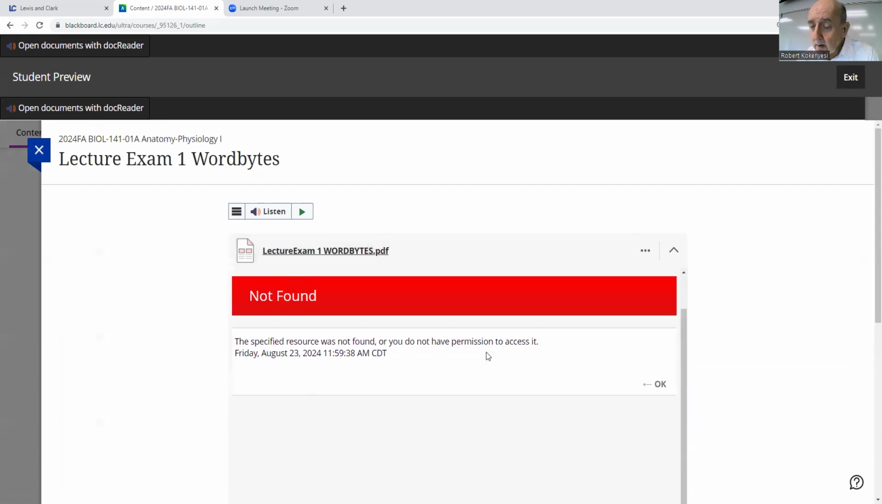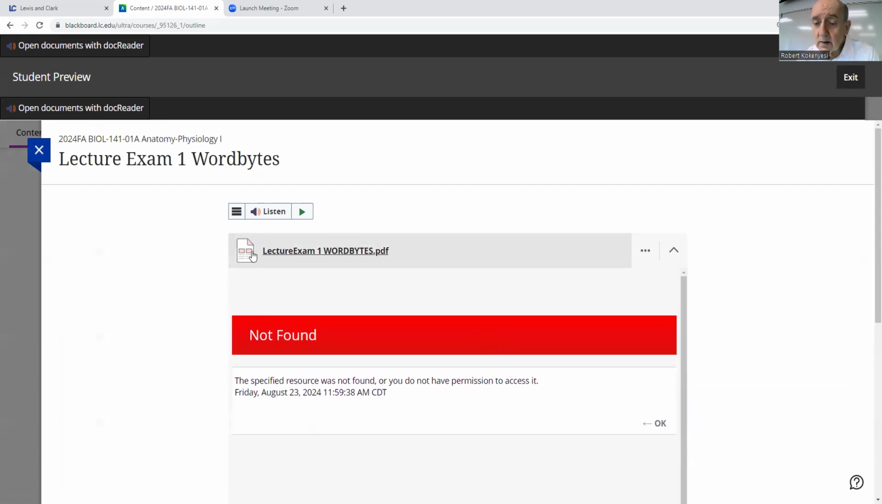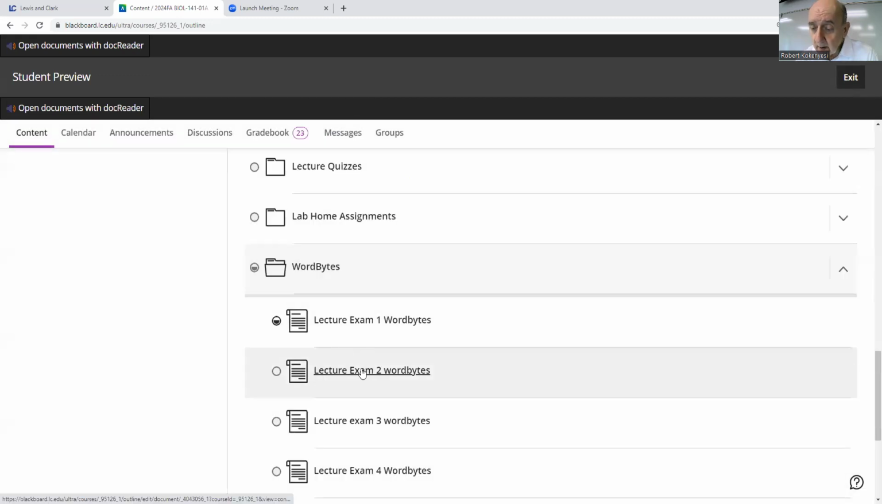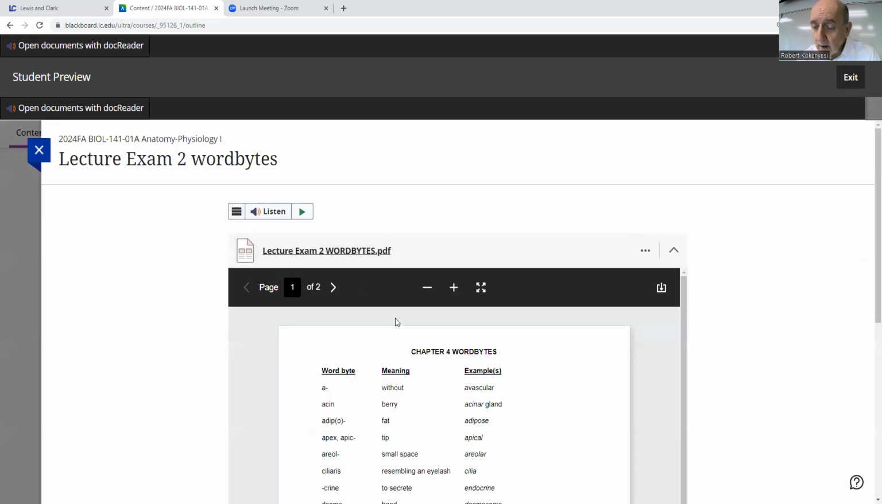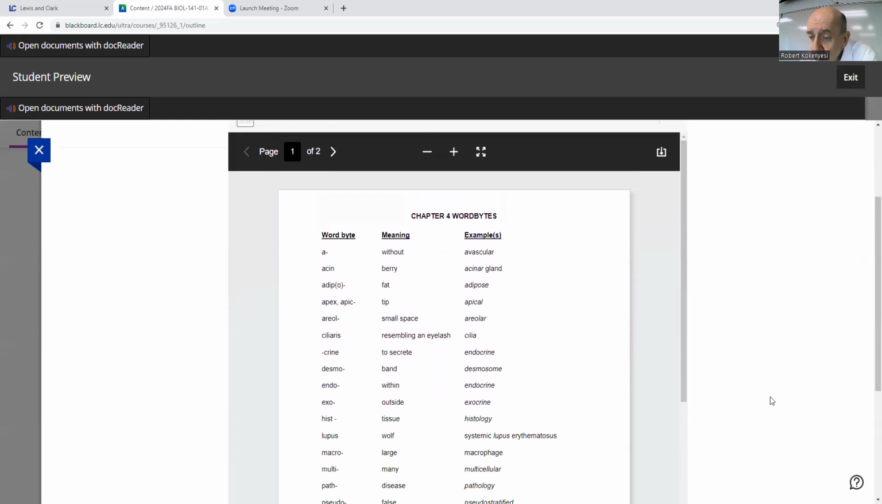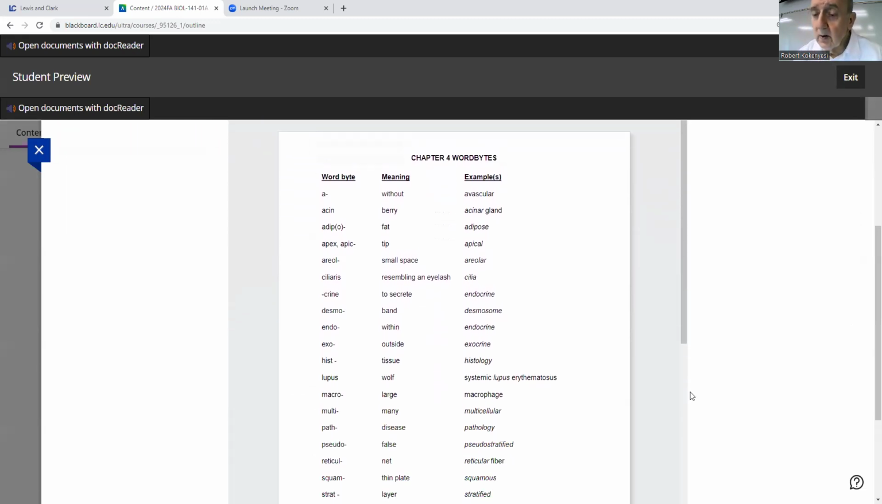I'm not sure what happened there. Let's take a look at lecture exam 2 word bites. Well, I need to check out that file, but here's the nature of the word bites.